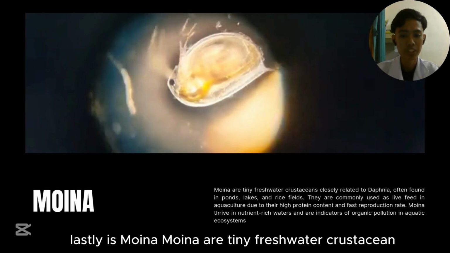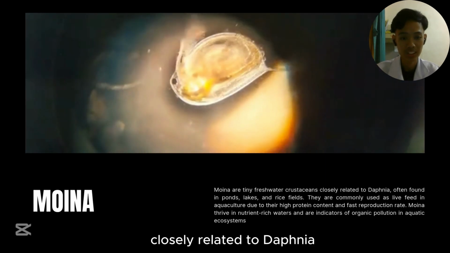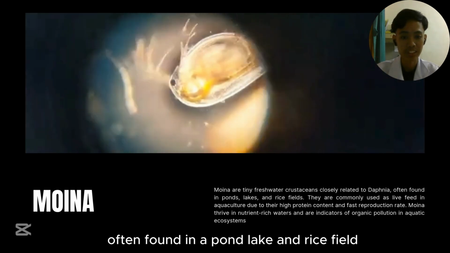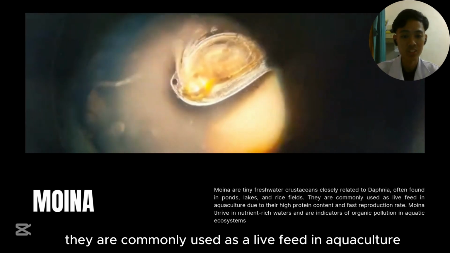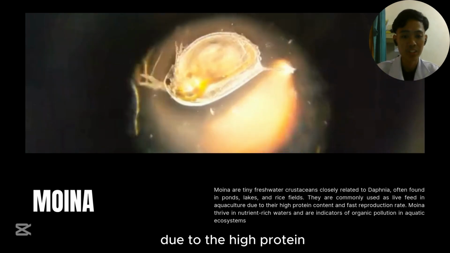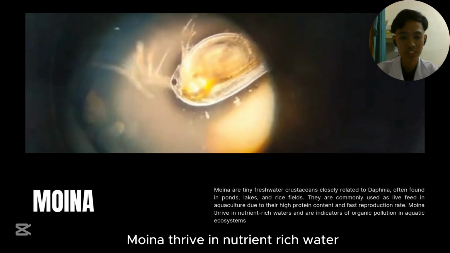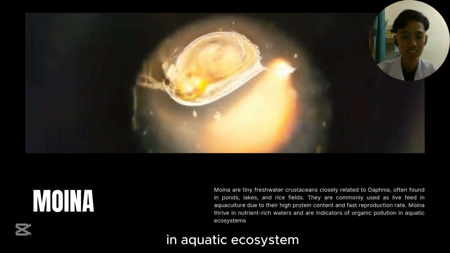Lastly is Moina. Moina are tiny freshwater crustaceans closely related to Daphnia, often found in ponds, lakes, and rice fields. They are commonly used as live feed in aquaculture due to their high protein content and fast reproduction rate. Moina thrive in nutrient-rich water and are indicators of organic pollution in aquatic ecosystems.